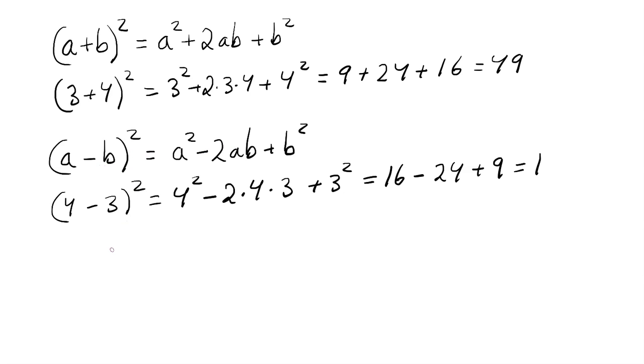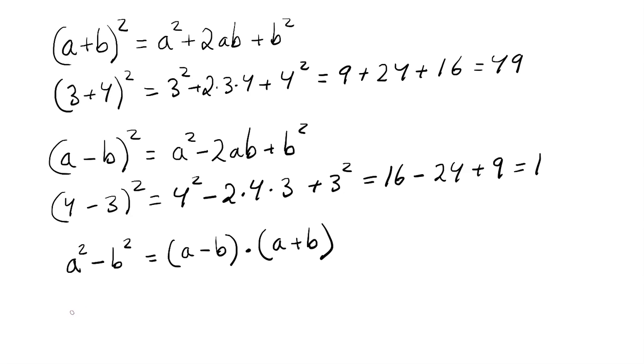Then there's also a third formula talking about taking the difference of two squares. So if I have a squared minus b squared, so here I take the difference of two squares, I can use the following formula if I like. And that's the same as this one. So taking the difference of two squares, I can instead write it like this.